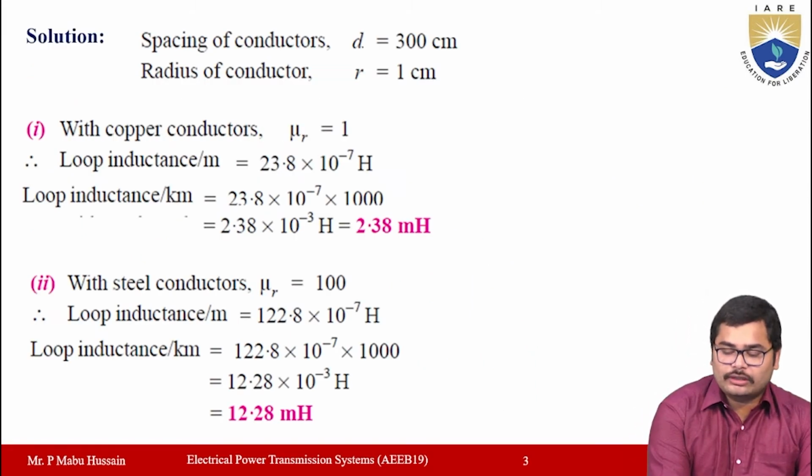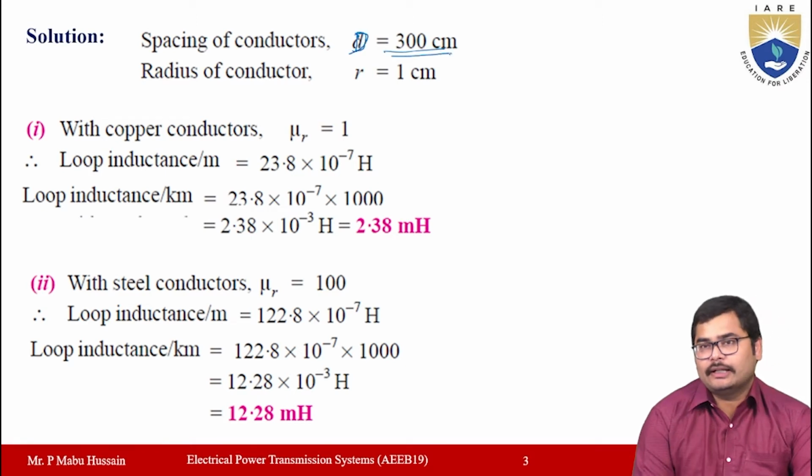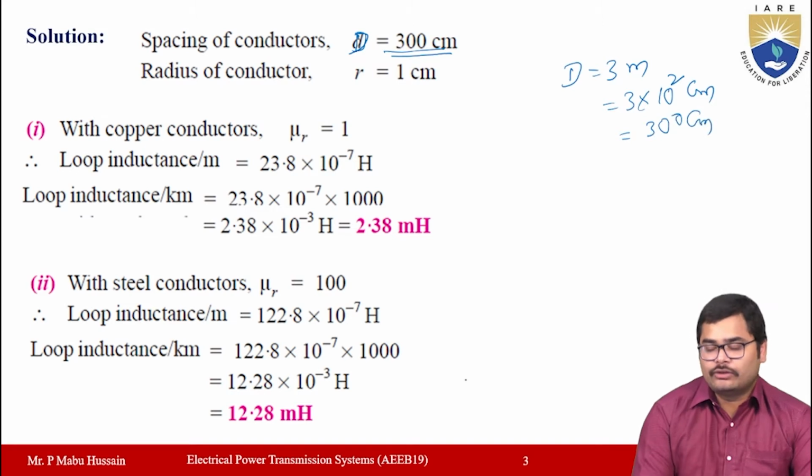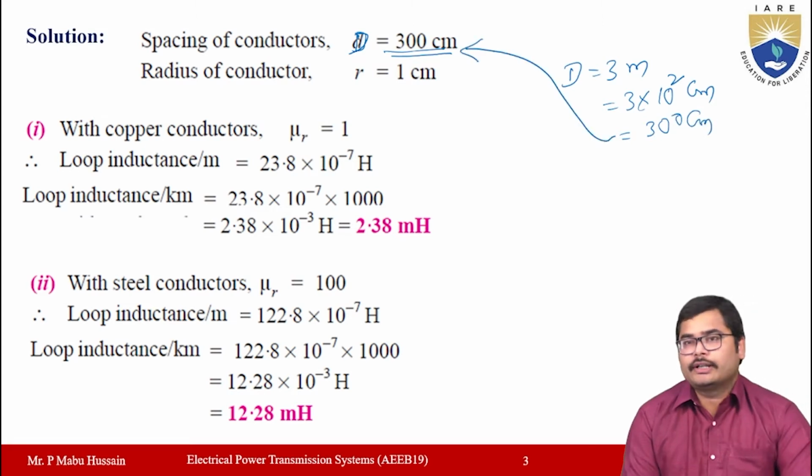As you know, the distance between the conductors, capital D value here, will be 300 centimeters. So in the given problem, distance D is given in meters, 3 meters. We are going to convert that value into centimeters. So you have to multiply with 10 square. So you will get 300 centimeters. Okay, that is the value of your capital D.